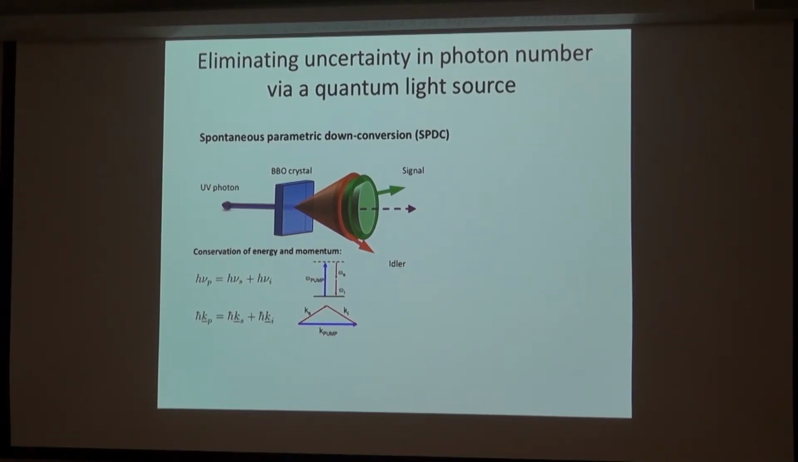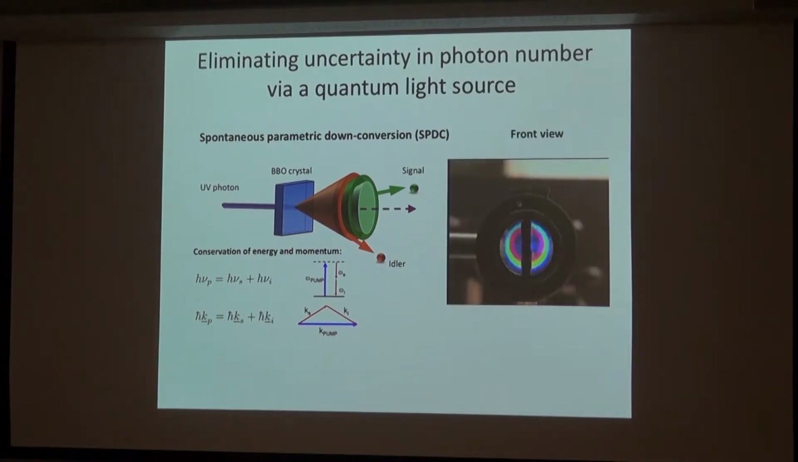By doing that, we could effectively generate a single photon source, and the detection of one photon would herald the arrival of the second photon. So we used the idler just as a trigger photon, and then sent the signal photon through the subject's eye.